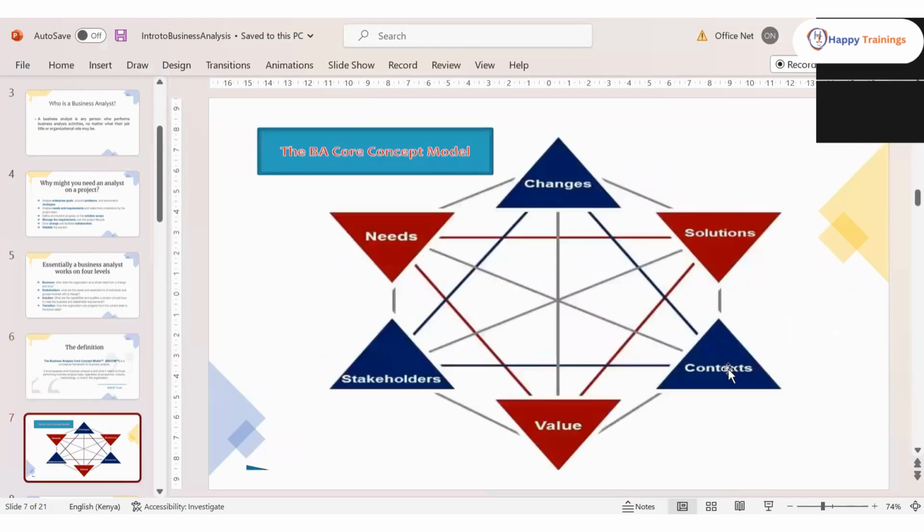Let's take a look at that example. The BA core concept model is made of changes, solutions, context, value, stakeholders, and needs. One by one, I'm going to explain this BA core concept model, how changes, solution, context, value, stakeholder, and needs work.